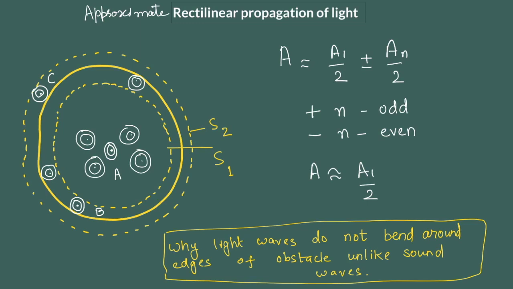but if the number of zones is very small in an aperture, it will not follow rectilinear propagation of light and it will be dominated by diffraction. But in our day to day life, we see objects which are larger in size and which are much larger as compared to the wavelength of light. So therefore it follows rectilinear propagation of light, and therefore light waves do not bend around the edges of an obstacle unlike sound waves. Thank you.